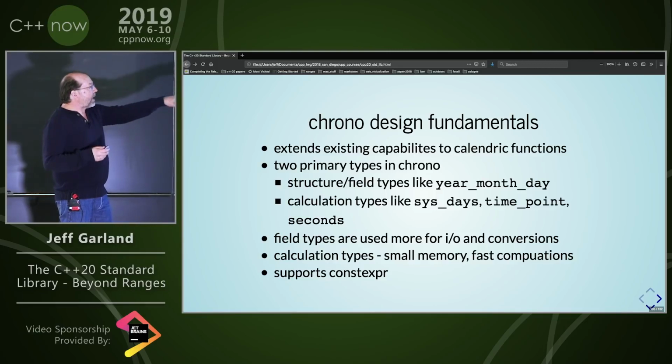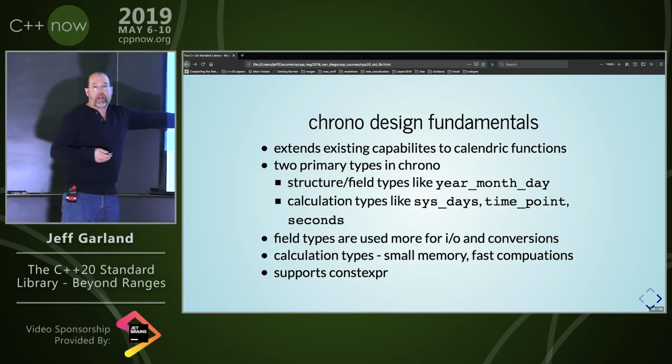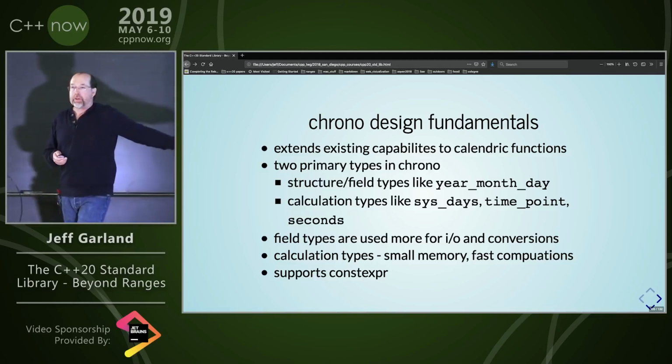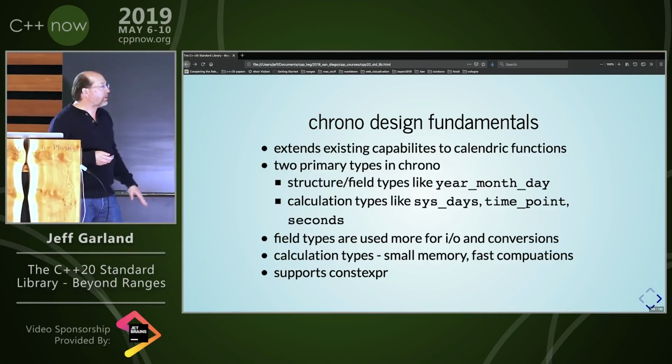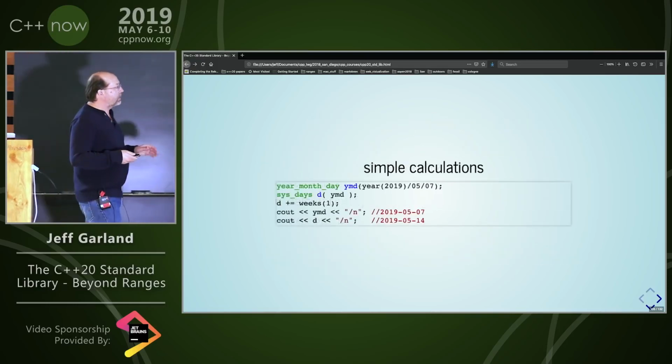Anyway, these types are very fast. They're very small in memory. You can store lots of them. You can do lots of computations, additions, subtractions, and so forth. This is fully constexpr ready, which is really cool. You can construct times in a consistent way at compile time.